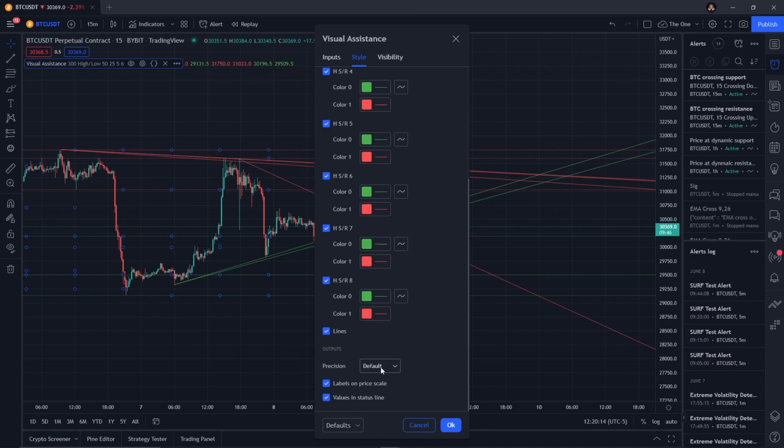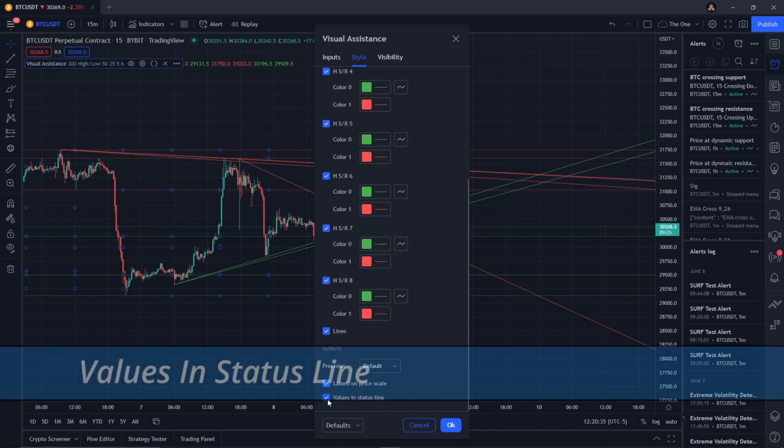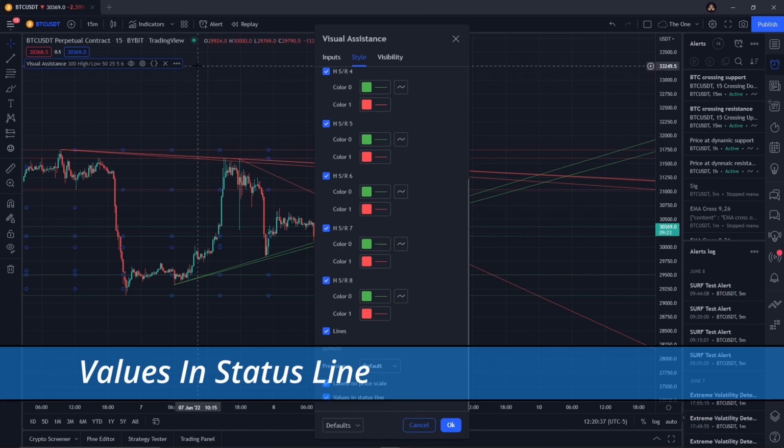Now the precision is an NA value here, so no matter what you pick, it's not going to do anything. Labels on price scale are not going to do anything on this indicator as well. We have another NA value. Values in status line, however, this will affect the points right here.